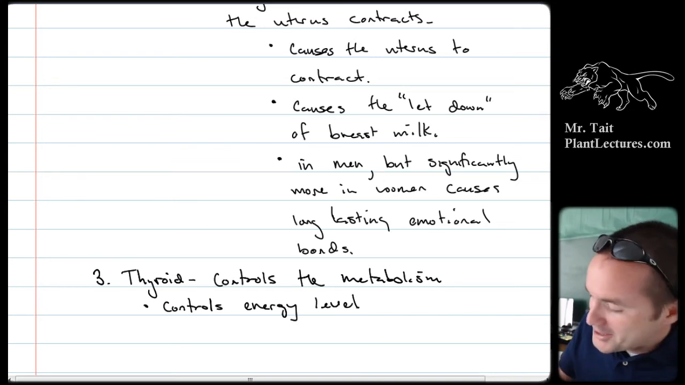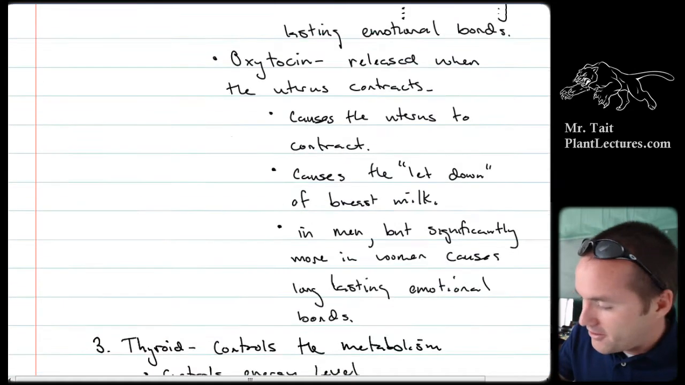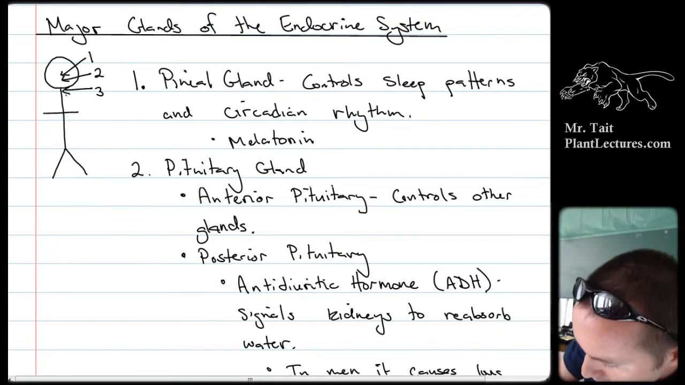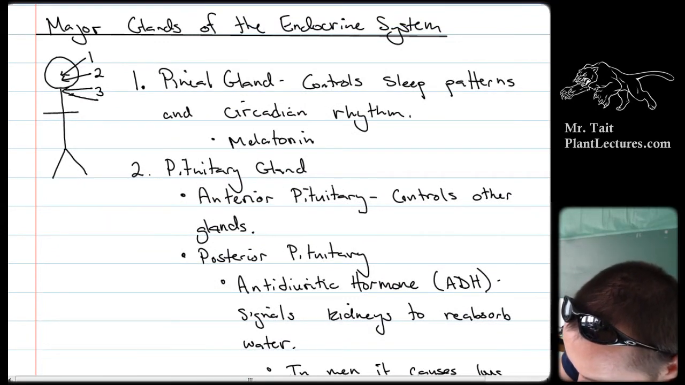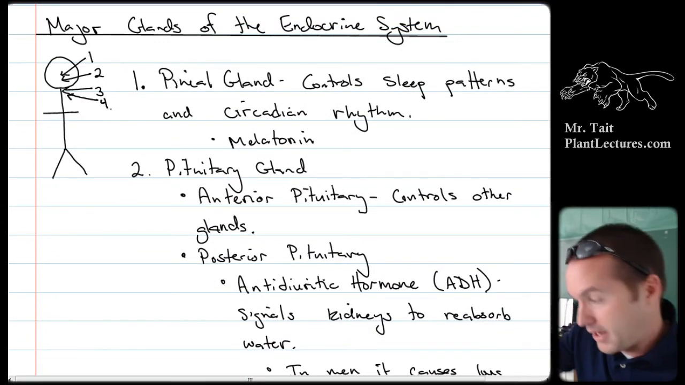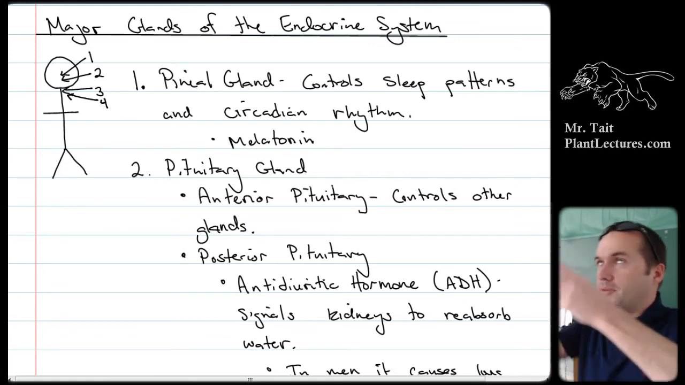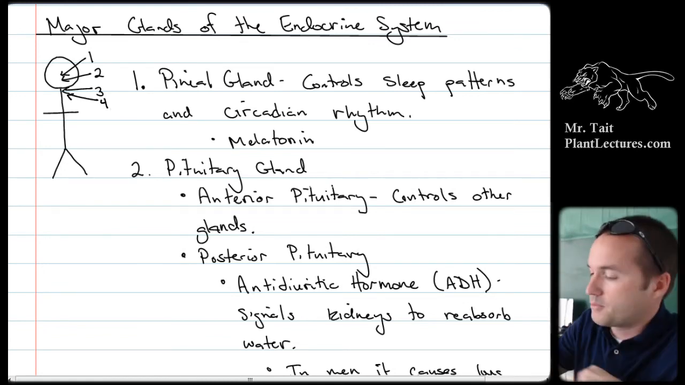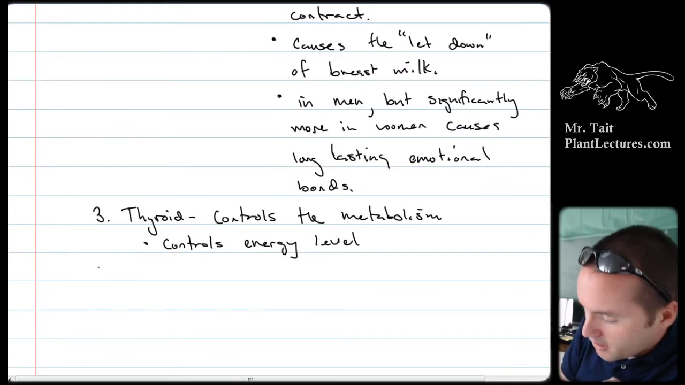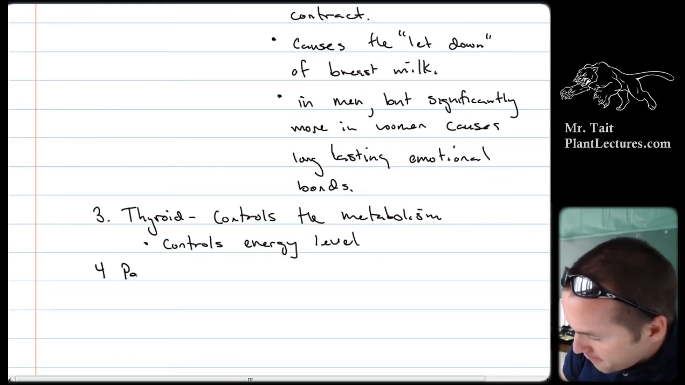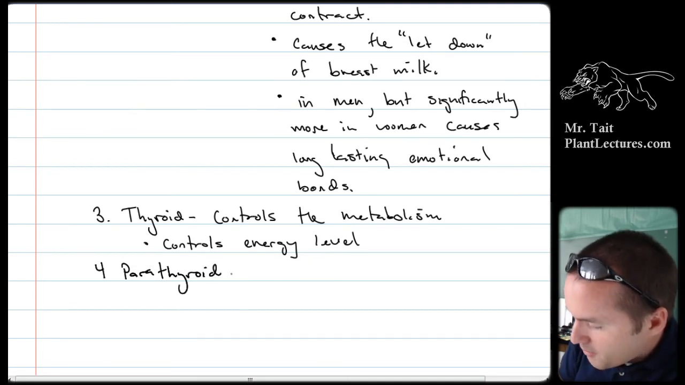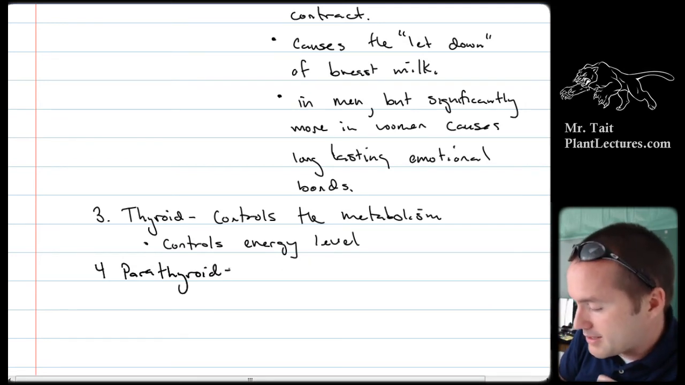All right. So you've also got this thing underneath the thyroid. It's actually right on top of it. The thyroid's like a really big thing, and the parathyroid is like squished to the side of it. Okay, it's called the parathyroid. And the parathyroid is going to control blood calcium levels.